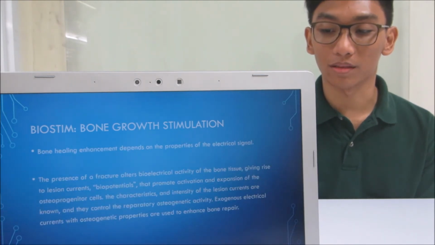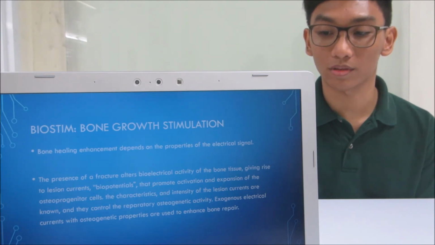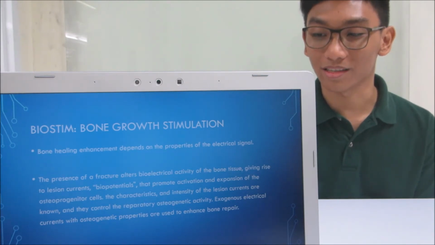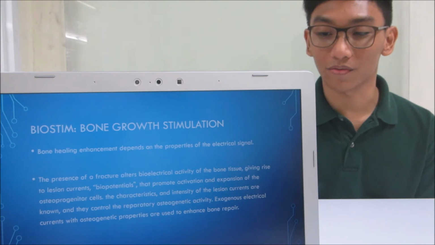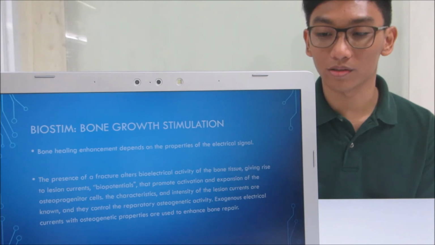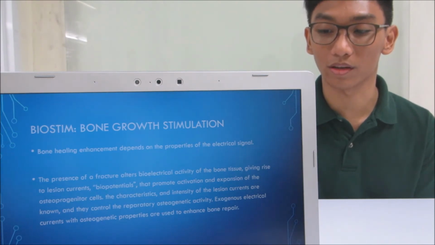Bone healing enhancement depends on the properties of the electrical signal. The presence of a fracture alters the bioelectrical activity of the bone tissue, giving rise to lesion currents, biopotentials, that promote activation and expansion of the osteoprogenitor cells. The characteristics and intensity of the lesion currents are known, and they control the reparatory osteogenetic activity. Exogenous electrical currents with osteogenetic properties are used to enhance bone repair.